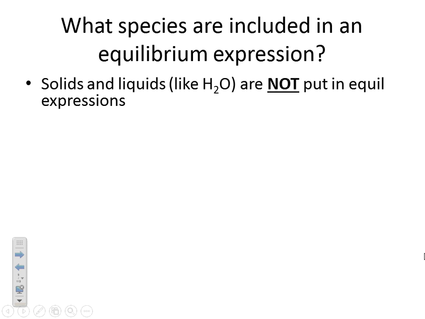What species are included in the equilibrium expression? So the products over the reactants raised to their coefficients. You do not include solids or liquids. You do not put them into your equilibrium expression. Any solid or liquid, basically, that's in the reaction, cross it off, do not put it in the products over the reactants raised to their coefficients. The reason why is that we only put in things that have concentrations.